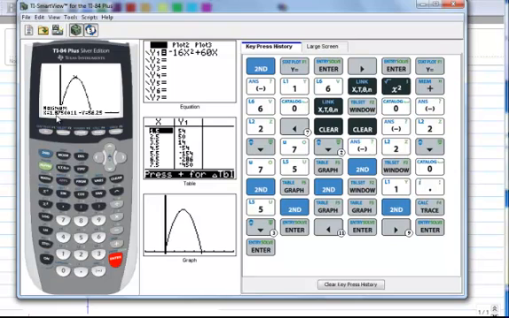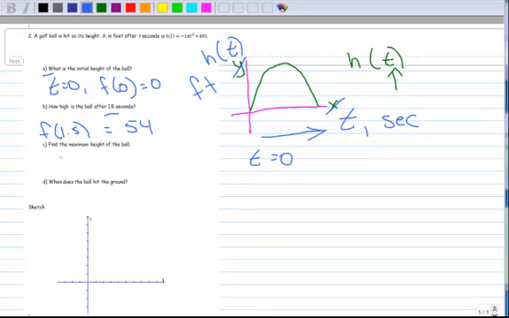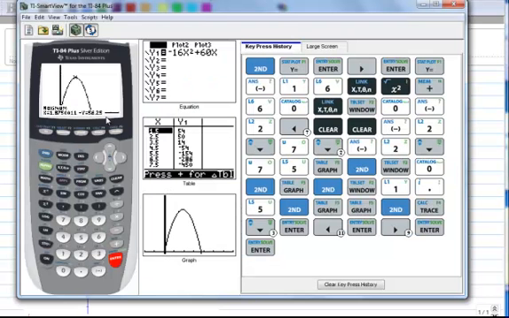So the result is right here. This says at 1.875 seconds, the ball is 56.25 feet high. Maximum height of the ball, 56.25 feet. And again, that was the vertex right up there. When does the ball hit the ground? Well, it hits the ground right over here. Let's use the calculator to figure that out.